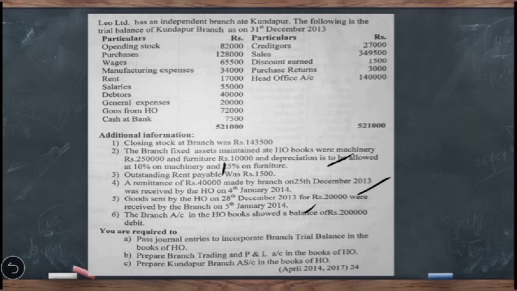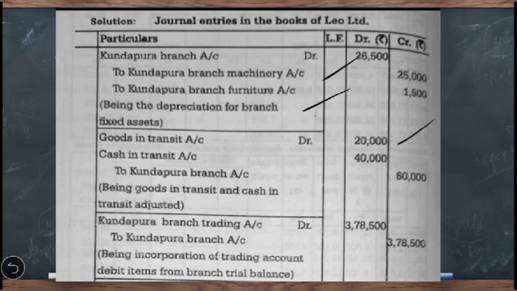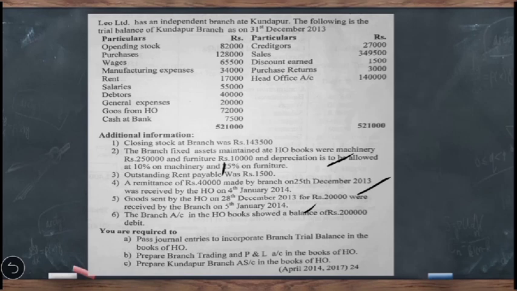The entry will be goods in transit account debit 20,000, cash in transit account debit 40,000, to Kundapur branch account 60,000. Okay. These are the two adjusting entries you have to pass before passing the incorporation entry. After that, we have to pass the first incorporation entry for incorporating the debit items of the branch trading account. So, what are the items we come across on the debit side of the branch trading account?